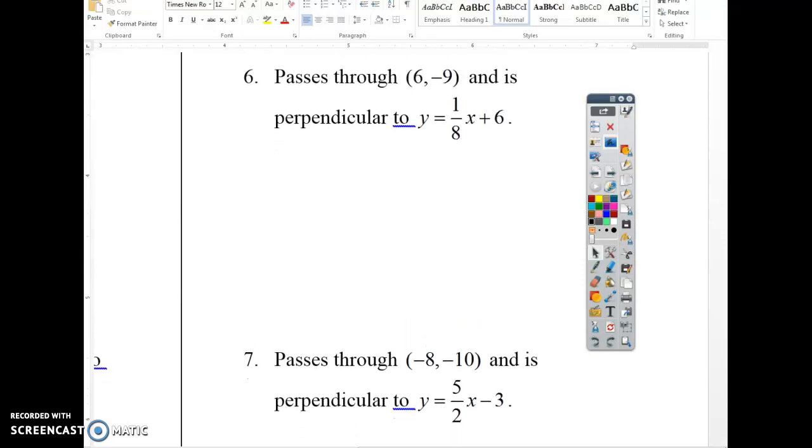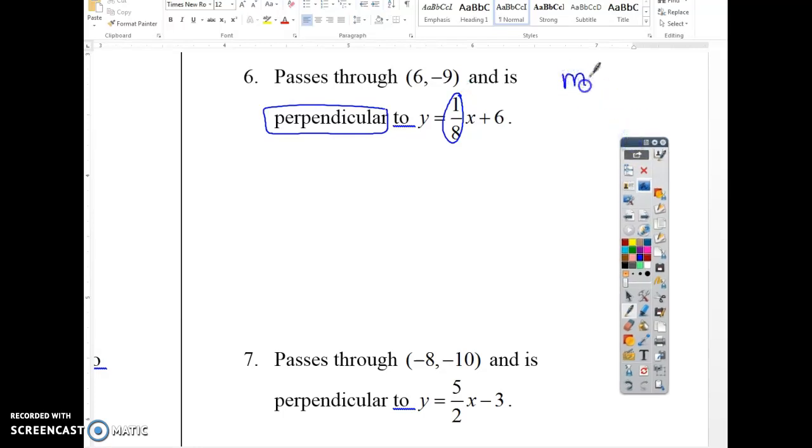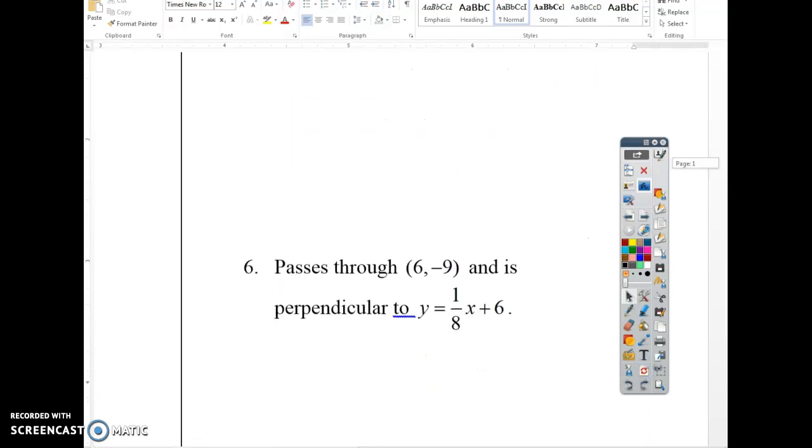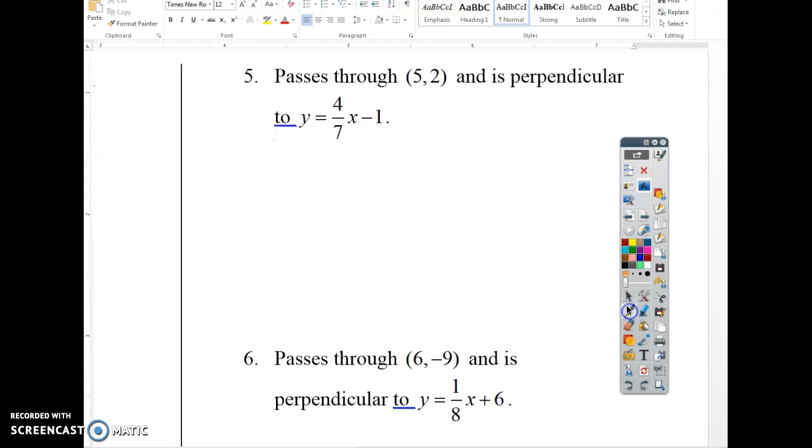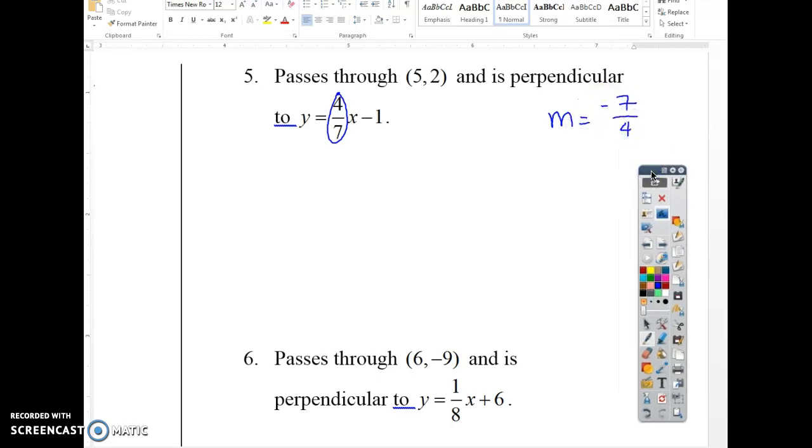Now we're talking about perpendicular. So perpendicular slopes, you have to flip and change the sign. Flip it and change the sign. So what is my new slope? Oh, I'm on the wrong one. Problem number 5. This one, flip this one and change the sign. So it's going to be a -7 over 4 because you flip 4 and 7 and you change the sign to a negative. So that's the slope that I'm going to use.